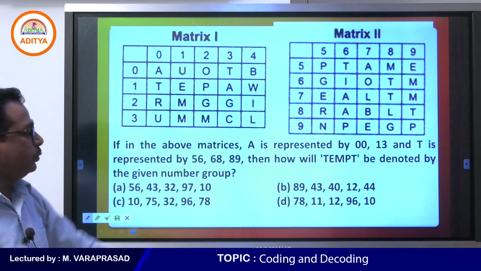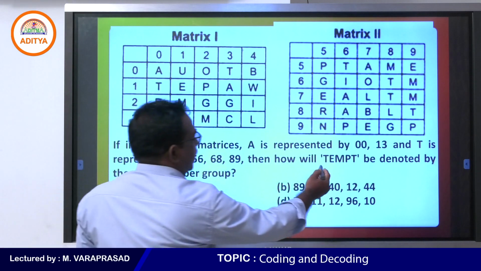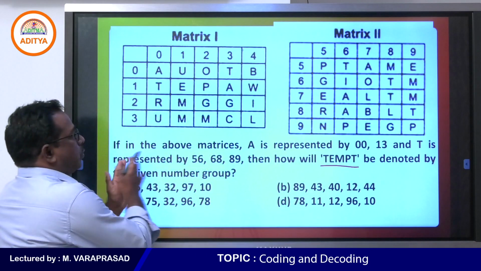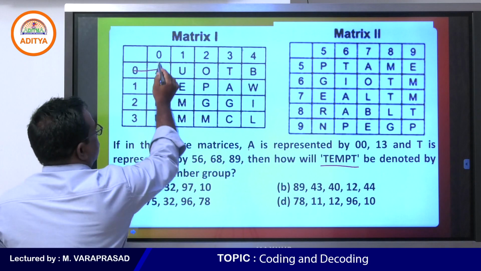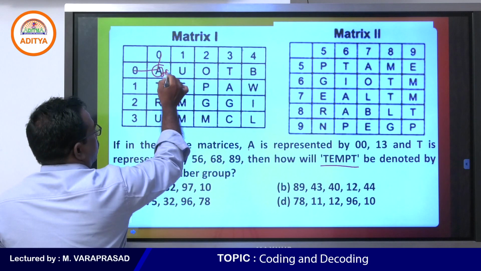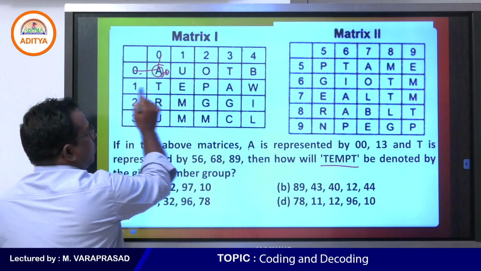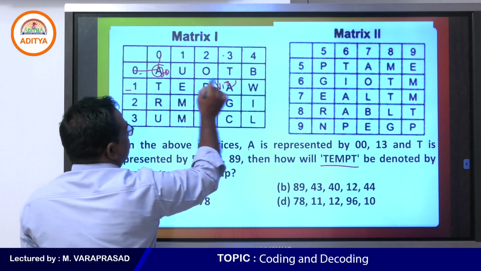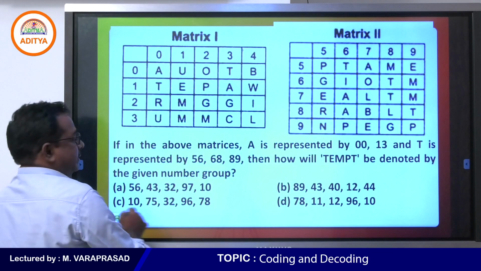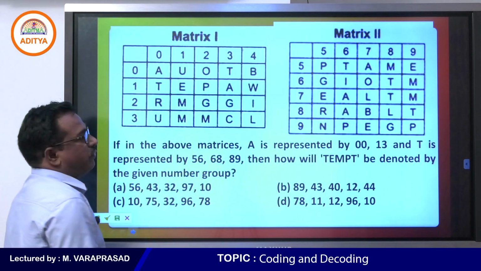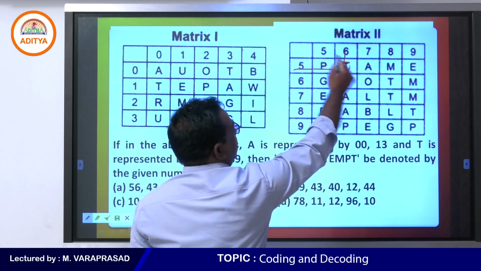Matrix 1, matrix 2, the word TEMPT, T-E-M-P-T. How to code: means rows by columns. A is represented as 0, 0. Another A is 1, 3. So like that he represented A; another example, T is given as 5, 6.